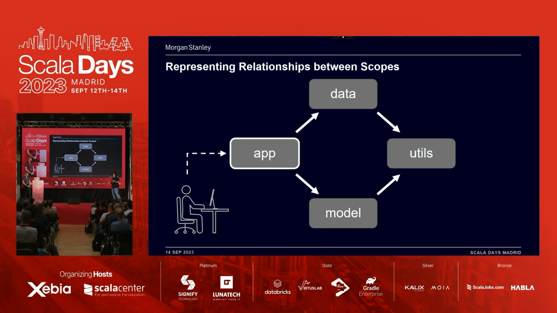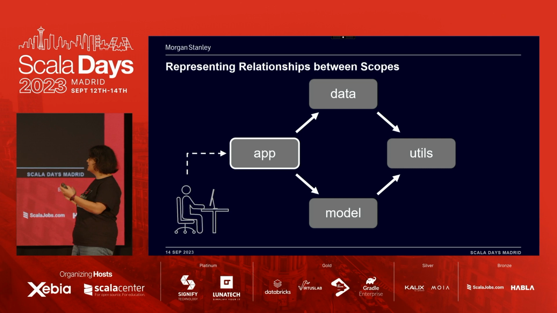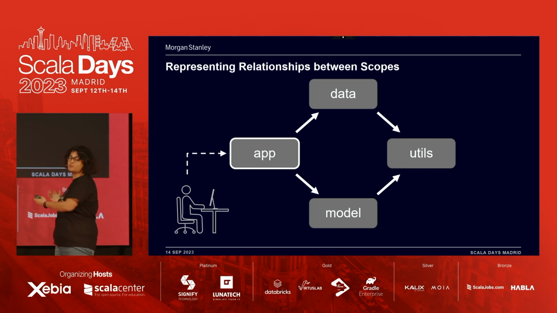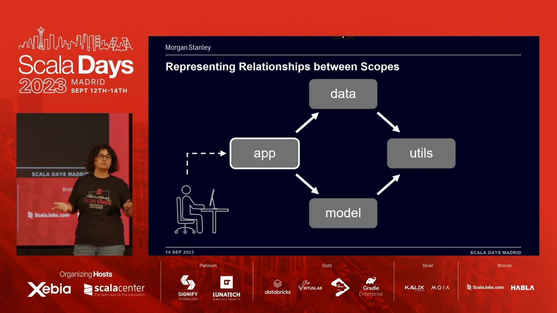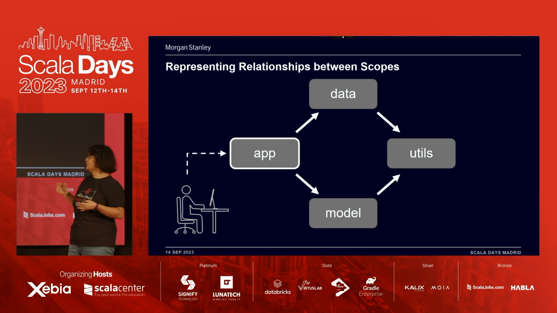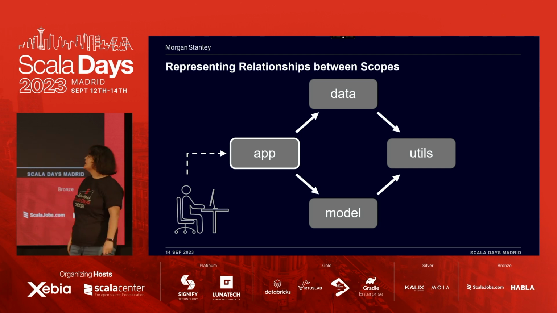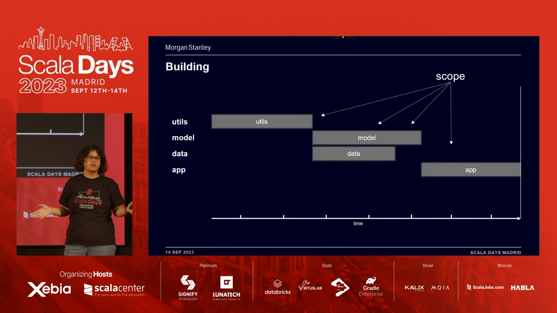So let's imagine that we have our lovely developer, and she's working on an application called app. And she needs to build app. App depends on data model, and data model depends on utils. And let's see what we want our build tool to do. We are going to call these units of things that we can build scopes. And first version, let's start simple. What do we want our build tool to do?